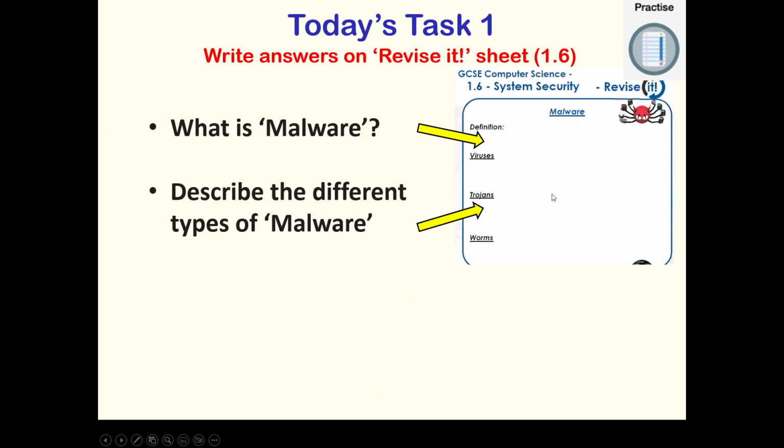So on your sheet now, if you haven't already, write the definition of malware, and the 3 main points of viruses, Trojans, and worms. What are the main differences? Pause the video now, and then check your answers in a moment.